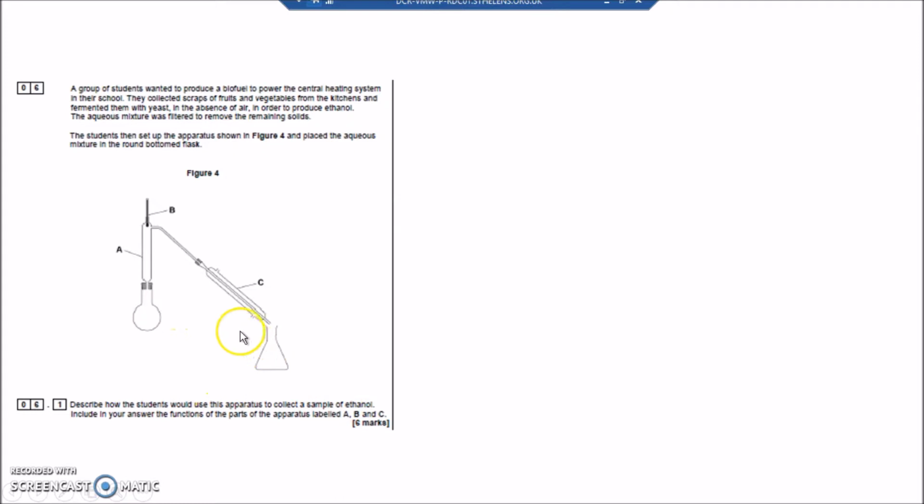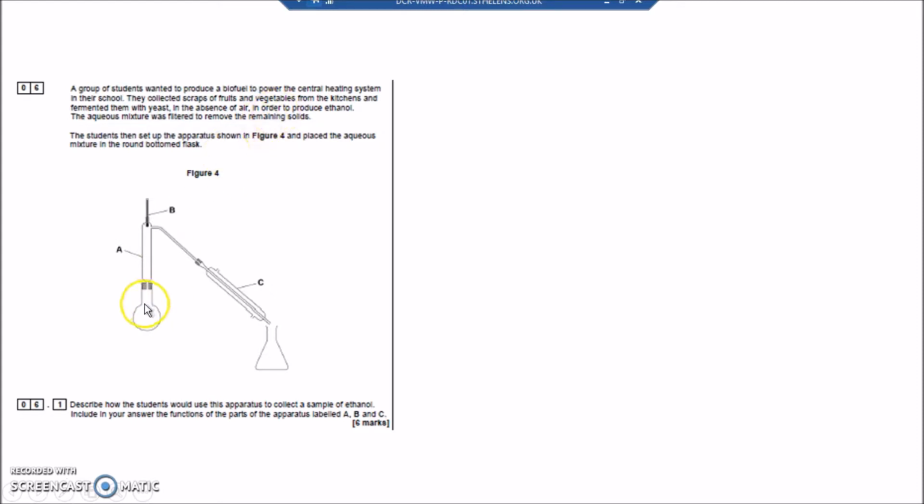We need to say how this apparatus is going to allow us to separate the ethanol and water, and name these pieces of apparatus. Well, we've got a fractionating column, which is A, a thermometer, which is B, and a condenser with some cool water going through it, which is C. Quite why we need a fractionating column A, I'm not sure. Usually you use a fractionating column to separate liquids when you've got a large number of liquids with boiling points that are very similar to each other.